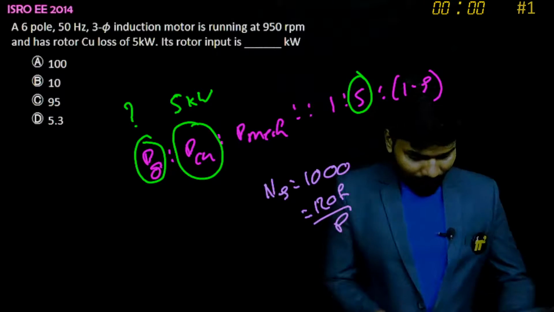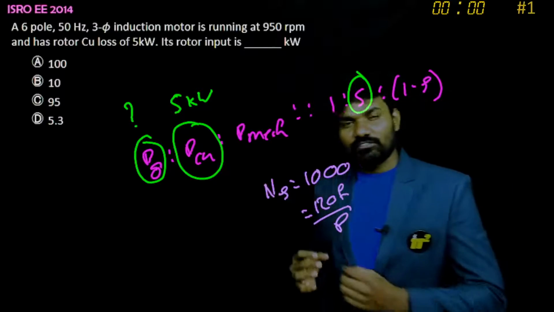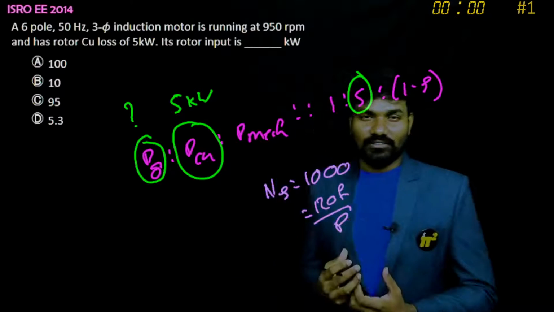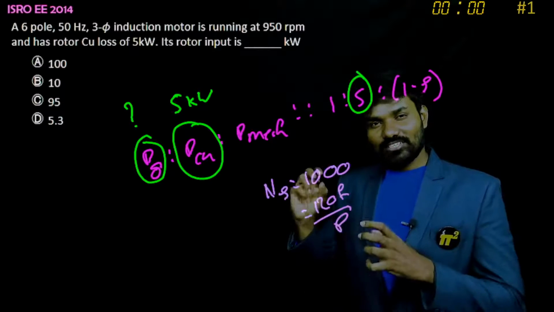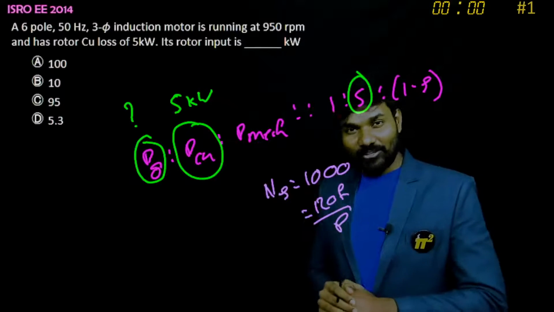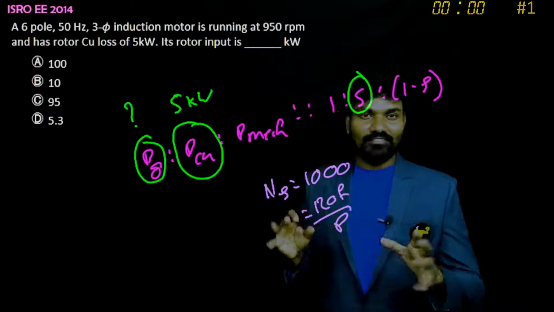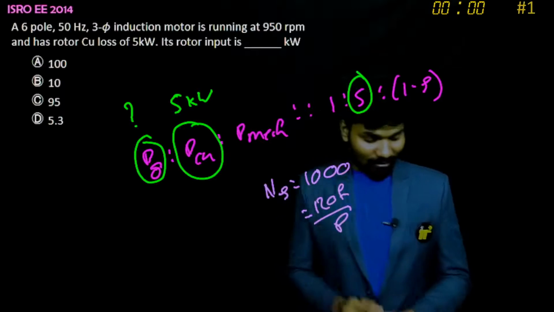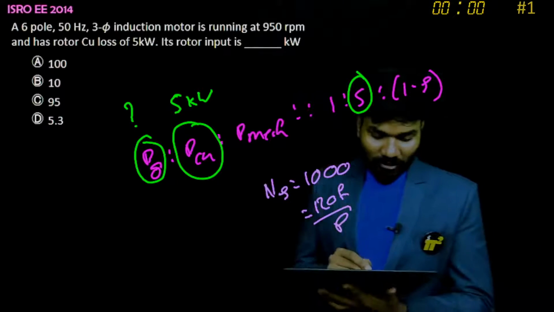With the practice of questions, keep practicing questions, then automatically these numbers, 1000, 1500, will be in your head. If you don't have practice, it's gone. You have to practice. With practice, they will be in your head.